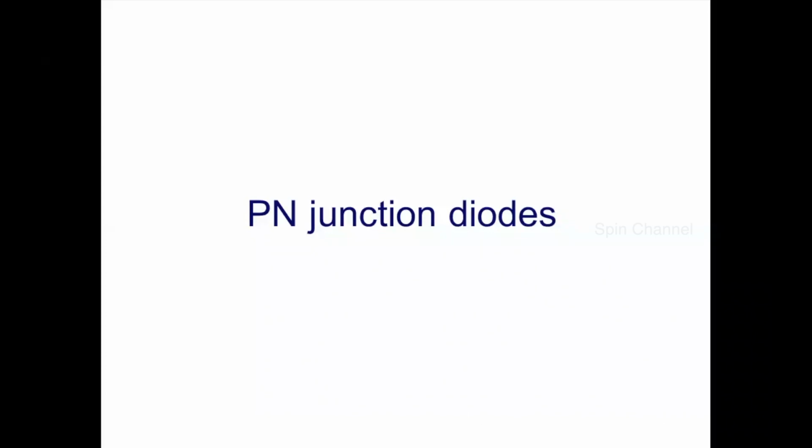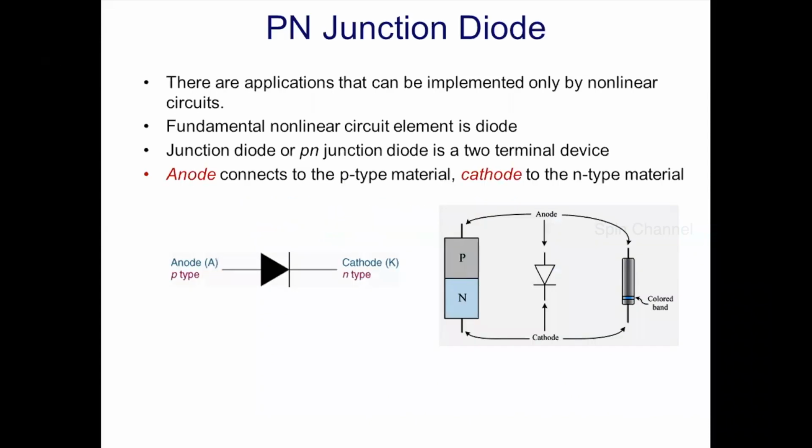In this session, you will learn about the characteristics of an ideal PN junction diode. Many applications like signal processing, generation of DC voltage from AC power supply, and generation of signals of various waveforms, namely sinusoidal, square waves, pulses, all these can be implemented only by nonlinear circuit elements. The simplest and most fundamental nonlinear circuit element is a diode.